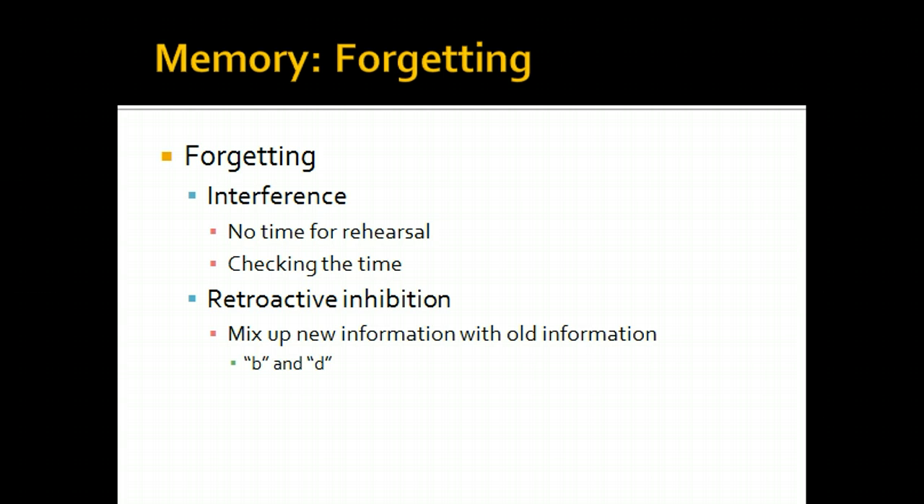There's also something called retroactive inhibition, and this is where you have a piece of information that you know. For example, you know the letter B. You know how to write it. You know what it looks like. You could pick it out of a lineup of other letters. But all of a sudden, then you learn the letter D. And this new information is very similar to the old information. And now this messes up your memory. And you can't always remember the difference between, say, B and D. So it's because you've introduced some new information that is similar enough to the old information that it causes confusion.